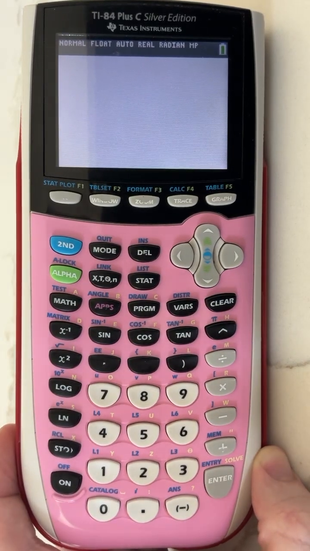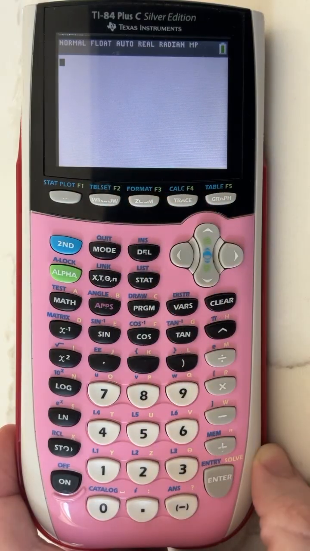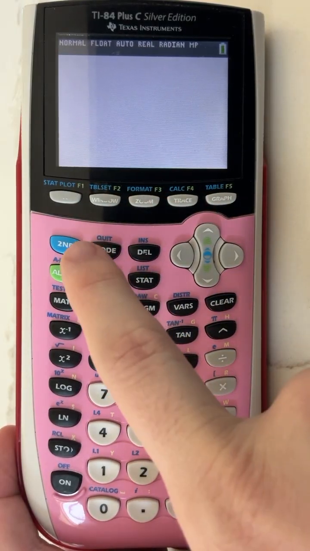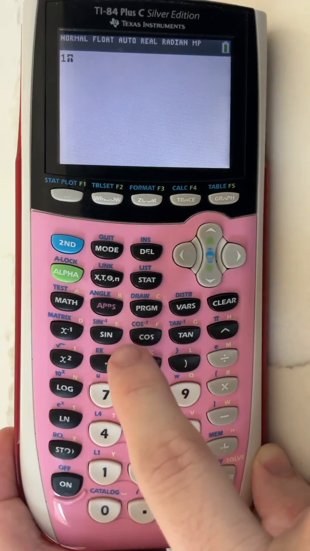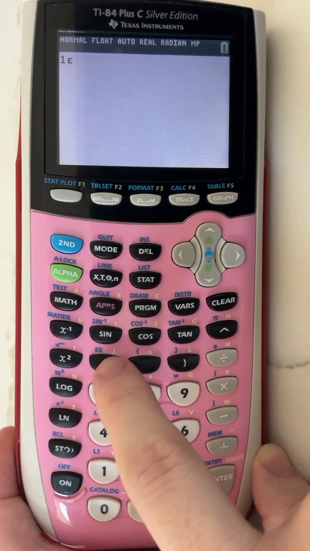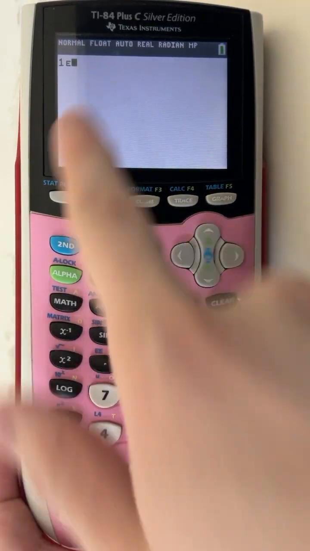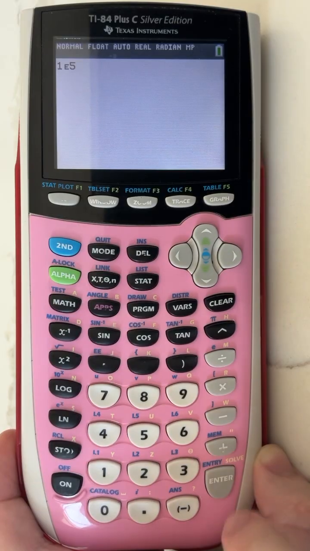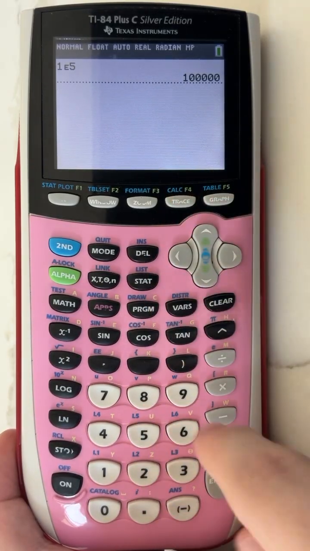Just before we start, I want to show you something cool about scientific notation in the TI-84+C calculator. If you do, for example, 1 and then second, this little comma button will be EE, but that's scientific notation. What that really means is times 10 to the power of whatever's next. If we do 1E5, that is, for example, 1 times 10 to the power of 5.